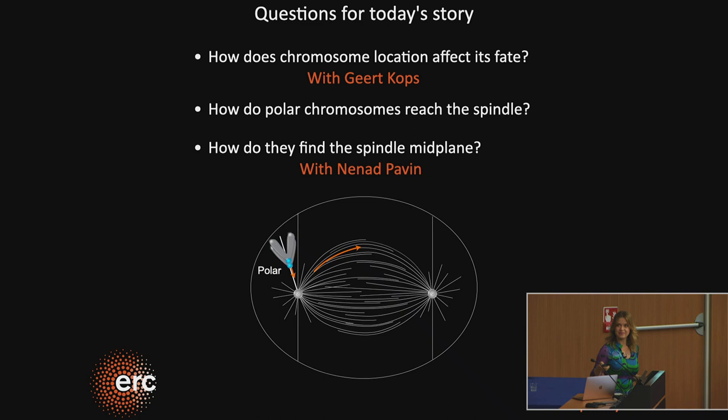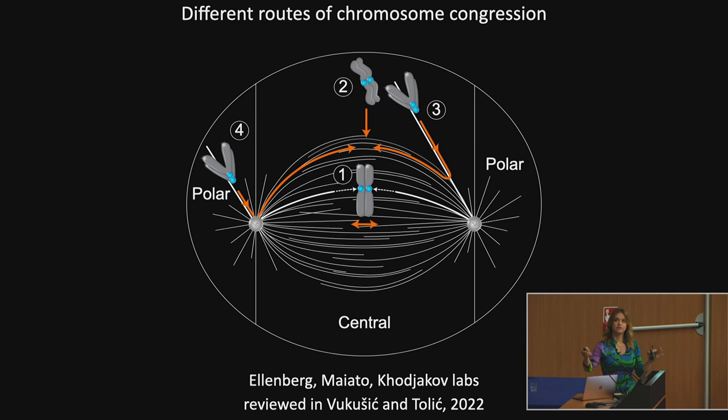So let's start with the first part. Chromosomes have different locations within the nucleus, because the nucleus is full of chromosomes, and when the spindle is forming, there are these two spindle poles, and the chromosomes can be found anywhere in relation to these spindle poles, and this determines how they will move towards the spindle and on the spindle. The most curious case is these polar chromosomes. By definition, they are behind the spindle pole.